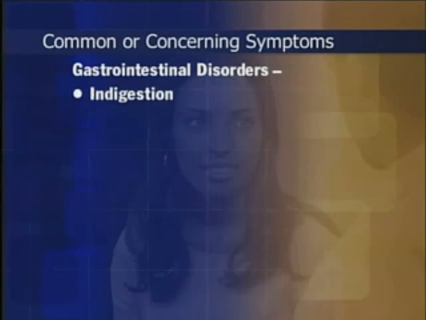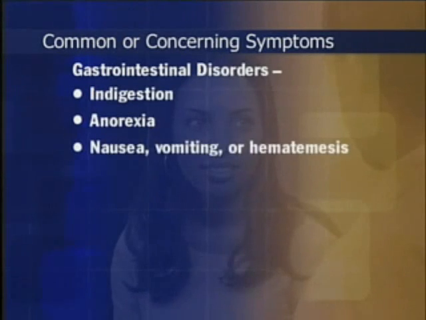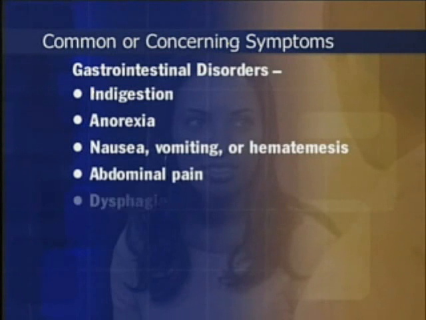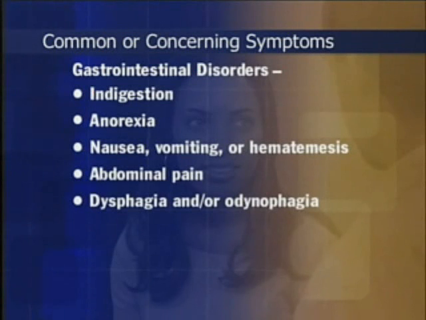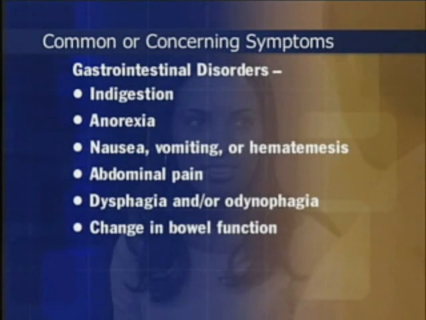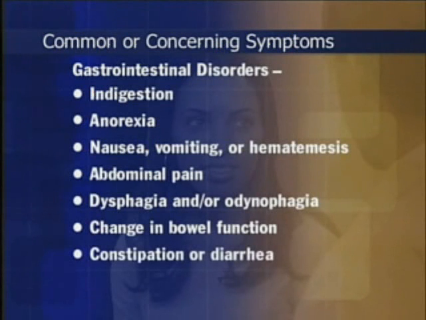Common or concerning symptoms relating to the abdomen and which are specific to gastrointestinal disorders include indigestion or anorexia, nausea, vomiting, or hematemesis, abdominal pain, dysphagia and or odynophagia, change in bowel function, constipation or diarrhea, and jaundice.